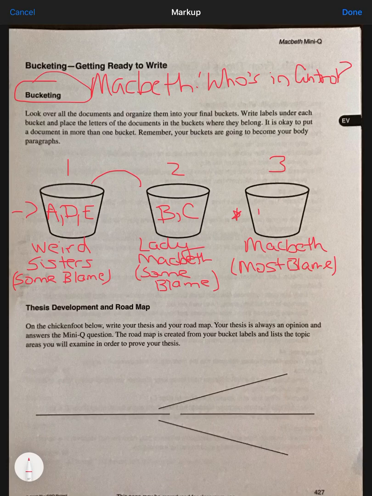He did the stuff. So documents A, C, D, and E feature Macbeth, which makes sense because he is the main character. The play is Macbeth, and he's in all the documents because the play is about him. All right, so you know what your body paragraphs are going to be. These are your body paragraphs. And you know you got to have your intro and your conclusion to sandwich them like a sandwich.